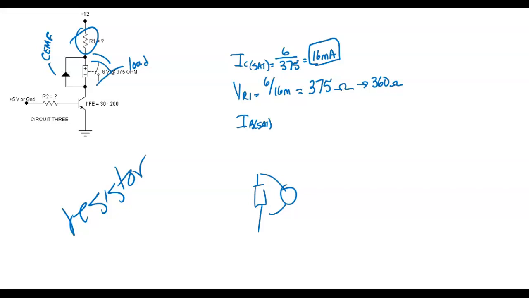So actually, this one I don't know. Standard desktops, we have a plus and minus 12. We have a plus 5. And now we have a plus 3.3, by the way.